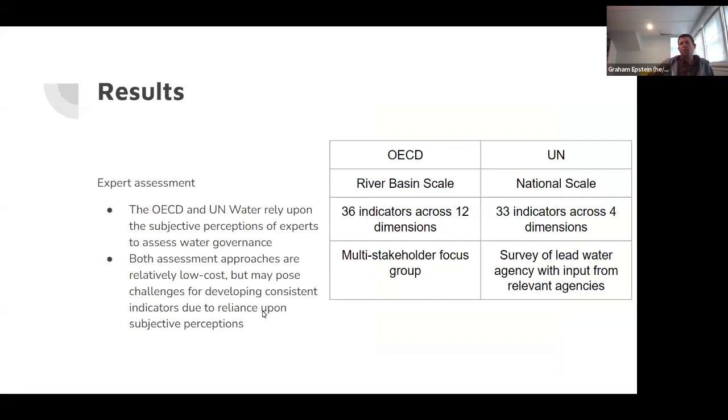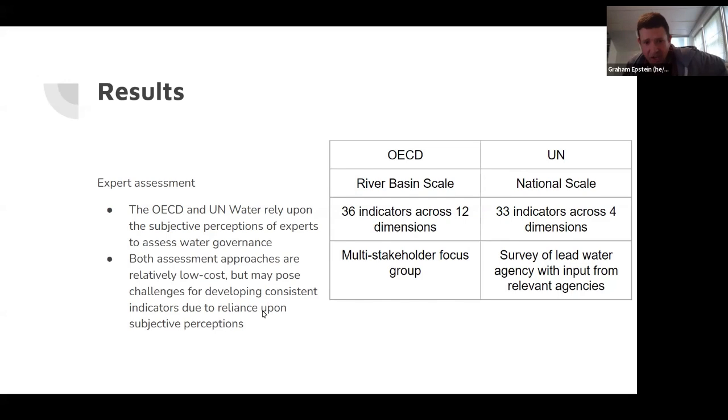So what type of approach is used in these expert-based assessments? I think two great examples are the OECD's water governance indicators and UN Water's approach to monitoring SDG 6. Essentially what they do is they ask stakeholders, how are we doing, with some guiding questions with respect to different indicators. There are 36 indicators across 12 dimensions for the OECD and 33 indicators for SDG 6. And they differ a little bit.